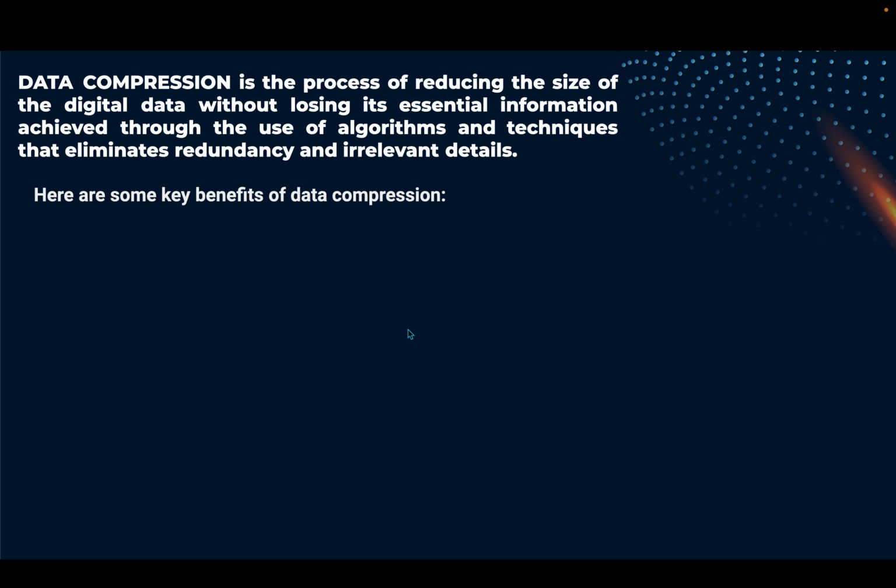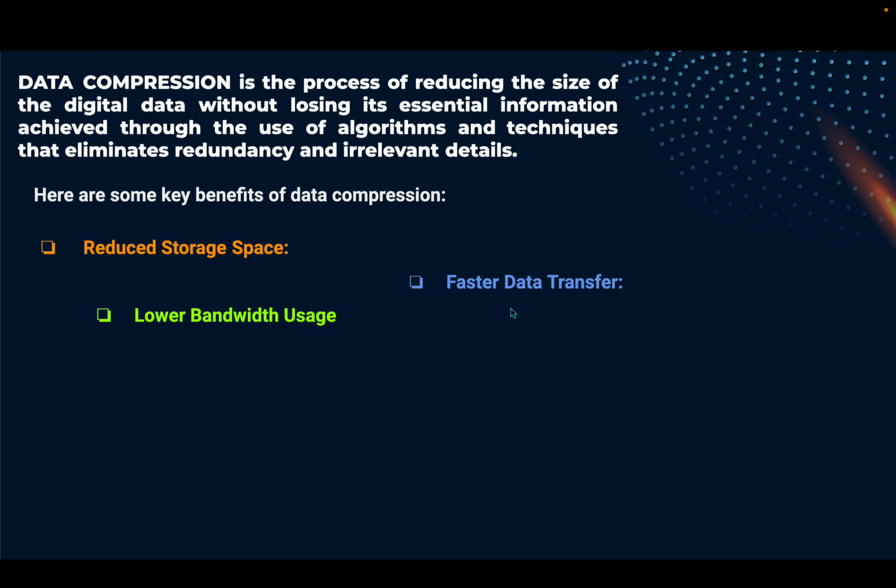Here are some key benefits of data compression. First is reduced storage space. Data compression significantly reduces the amount of storage space required to store data, allowing for more efficient utilization of storage devices. Second is faster data transfer. It is obvious that compressed data requires less time to transmit over networks or transfer between devices. Third is lower bandwidth usage. Compressed data consumes less bandwidth during transmission. This benefit is particularly relevant in situations involving internet connection, mobile networks, or data intensive applications.